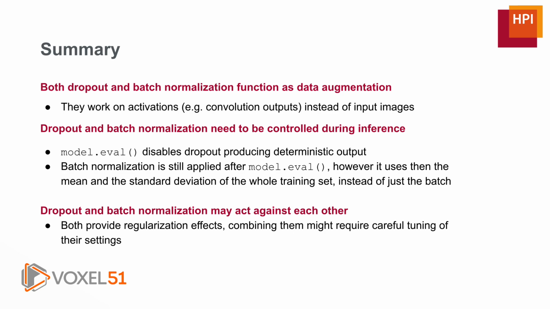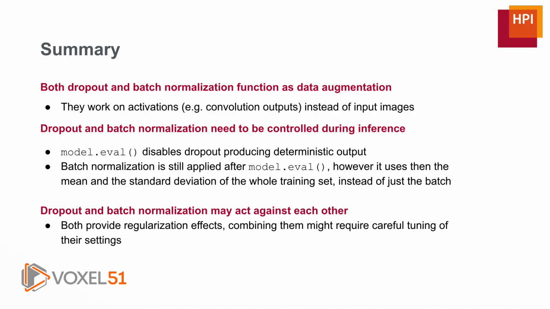So to wrap up this video, we saw that both dropout and batch normalization function as data augmentation that works on activations instead of input images. We also saw that dropout and batch normalization need to be controlled during inference. Model.eval is going to disable dropout completely, which is going to produce a deterministic output. However, batch normalization is still applied after model.eval. The difference is that when we do model.eval, batch normalization is going to use the mean and the standard deviation of the whole training set instead of just the batch.